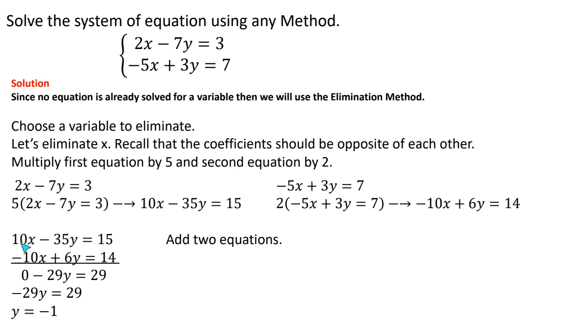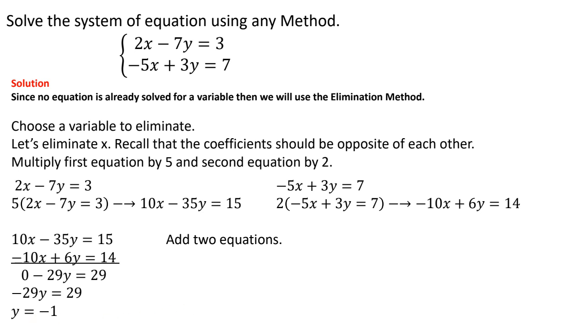So 10x minus 10x is 0. Negative 35y plus 6y is negative 29y. And 15 plus 14 is 29. So if I divide by negative 29 on both sides, then I get y is equal to -1.